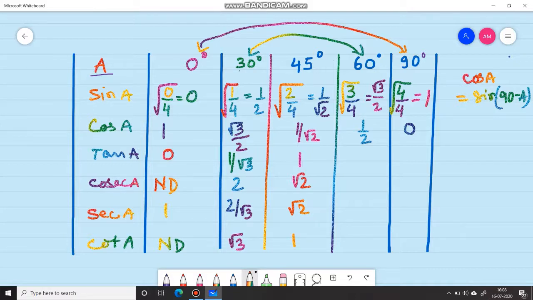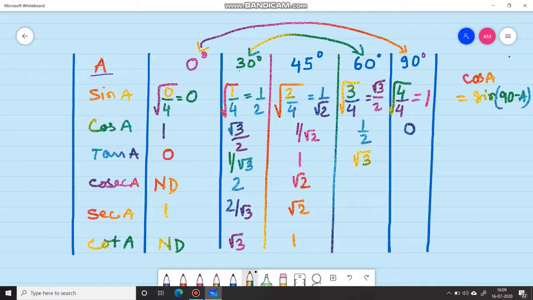Now see, sin 60 is root 3 by 2 and cos 60 is 1 by 2. So your tan 60 will be root 3 by 2 divided by 1 by 2. So it stands as root 3. Now here cosec. Cosec is equal to 1 by sine.